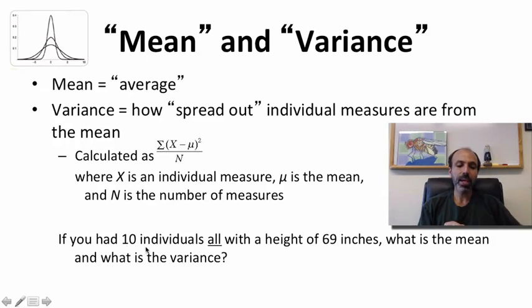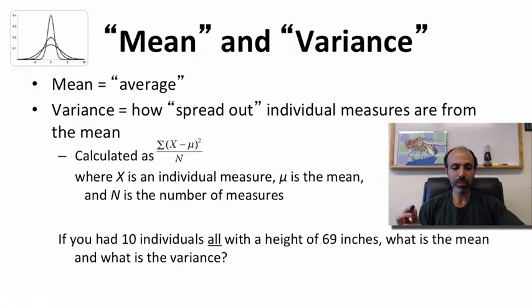So if you had 10 individuals, all with a height of 69 inches, let's imagine that's their height. Everybody has a height of 69 inches and there are 10 of them. What is the mean going to be? Well, the mean is obviously going to be 69 inches. What is the variance? In this case, there's absolutely no spread whatsoever, because everybody has exactly the same height. So the variance would be 0 in that example.